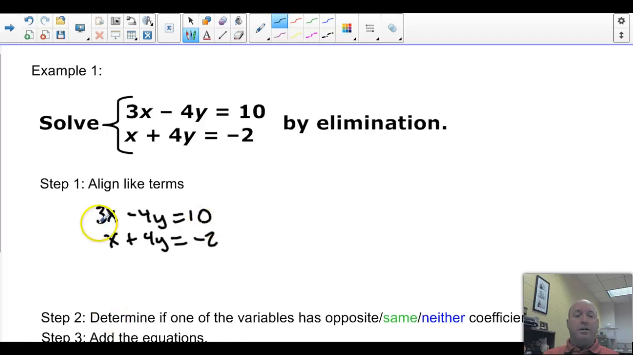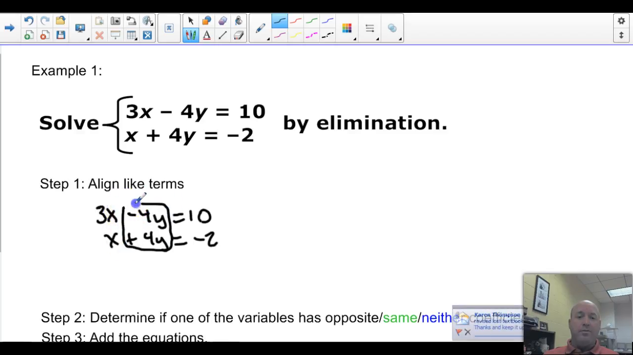So then we look at the coefficients of x and the coefficients of y, and we determine, do any one of these variables have opposite coefficients? In other words, negative 3 and 3, negative 2 and 2, negative 1 and positive 1, those are opposite. Are the coefficients the same, or are they not opposite or the same, and all coefficients are different? The reason we do that is because that's going to tell us whether we add, subtract, or multiply first, okay?